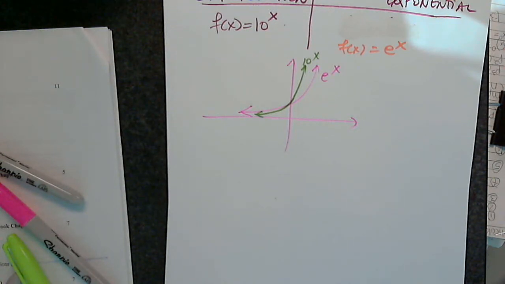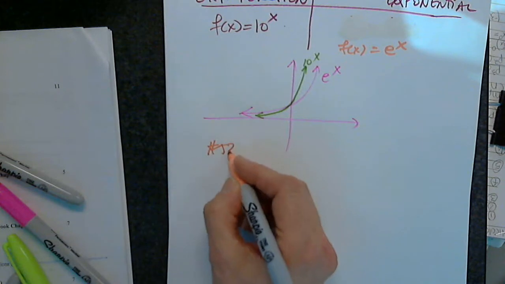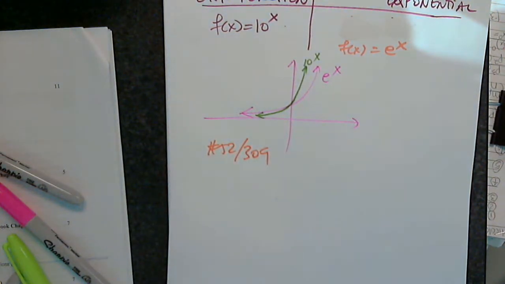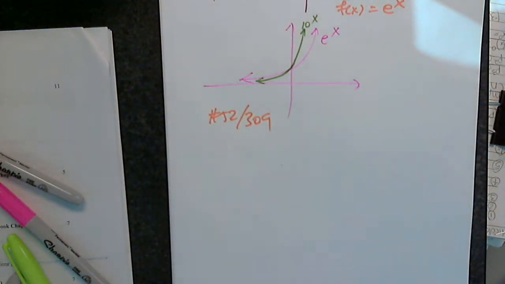So we are in 4.1. I'll find it in a minute. I want an application, maybe with compound interest. Yes, compound interest. Let's look at problem 52 on page 309. I know we did not graph the other shape yet. I know. I just want to show you an application.